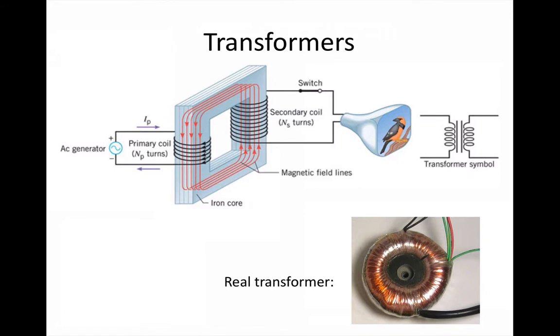One of the most important applications of induction is the transformer. Transformers are used to increase or decrease AC voltage. It only works with AC because you need a changing magnetic flux to induce an EMF. And in transformers, the changing magnetic flux is achieved by having an AC power supply. A simplified version of a transformer is shown here, with two coils around separate sections of an iron ring. In real transformers, the coils are wound on top of each other to save space.